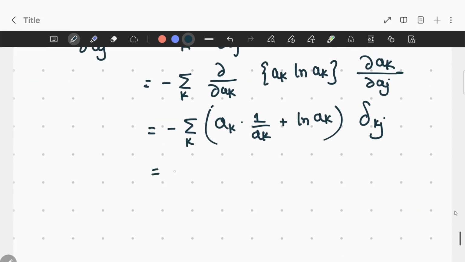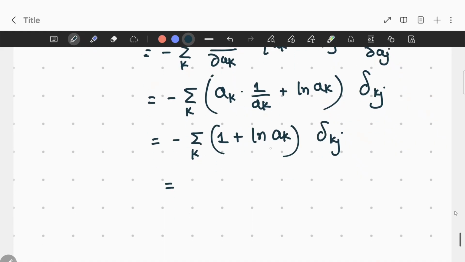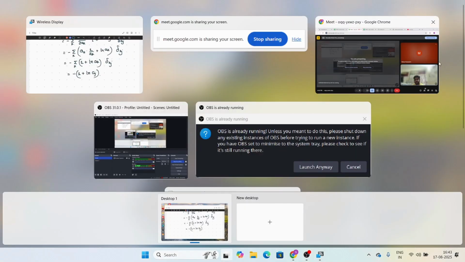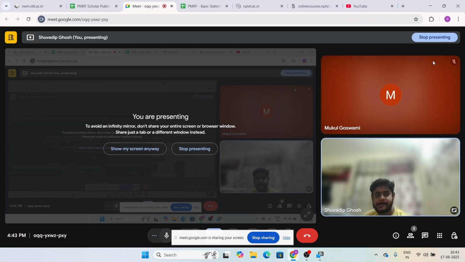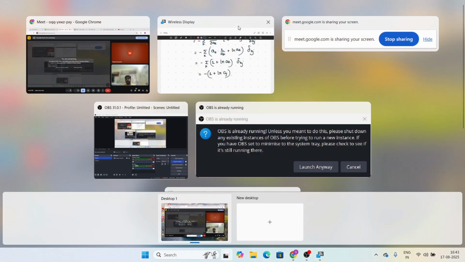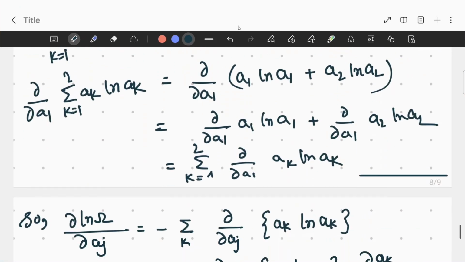So you can write it. Clearly, it is 1 plus ln a_k times delta kj. That means if k equal to j, then only this will survive, otherwise this will be 0. So directly you can write ln a_j. Is it clear? So this is our first term.